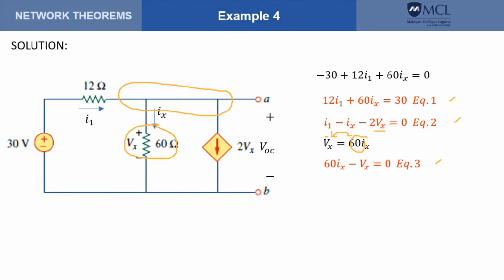So we now have three equations, three unknowns. And we should be able to solve the variables. And that would give us these values. So again, as I've said before, V sub x is equal to VOC, which is also our voltage V sub TH.